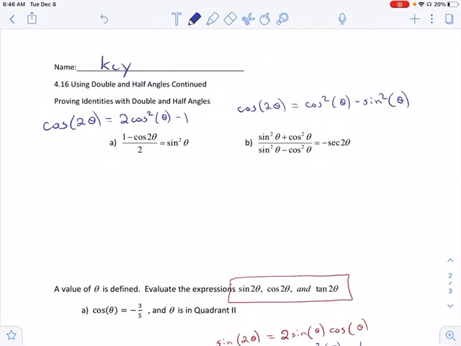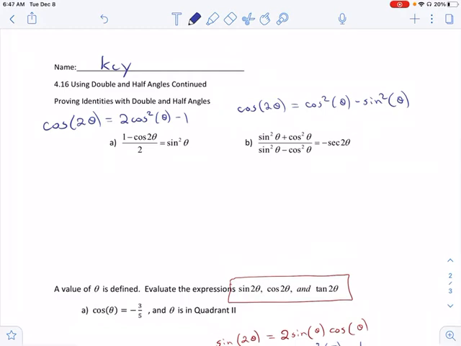So similar to what we were spending last week on, we now have this extra component where we might have identities that we need to prove that involve double angles. And for the most part, it's going to be taking that double angle statement and then converting it using your green sheet into an identity problem similar to what we were working on, like I said, last week.